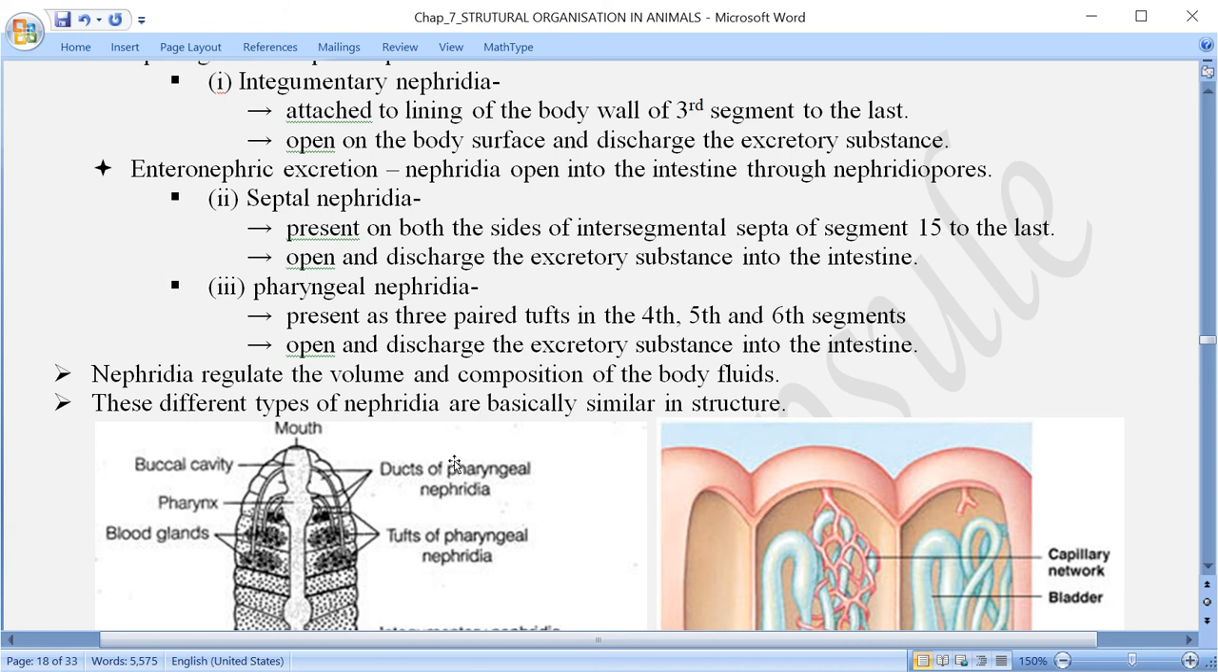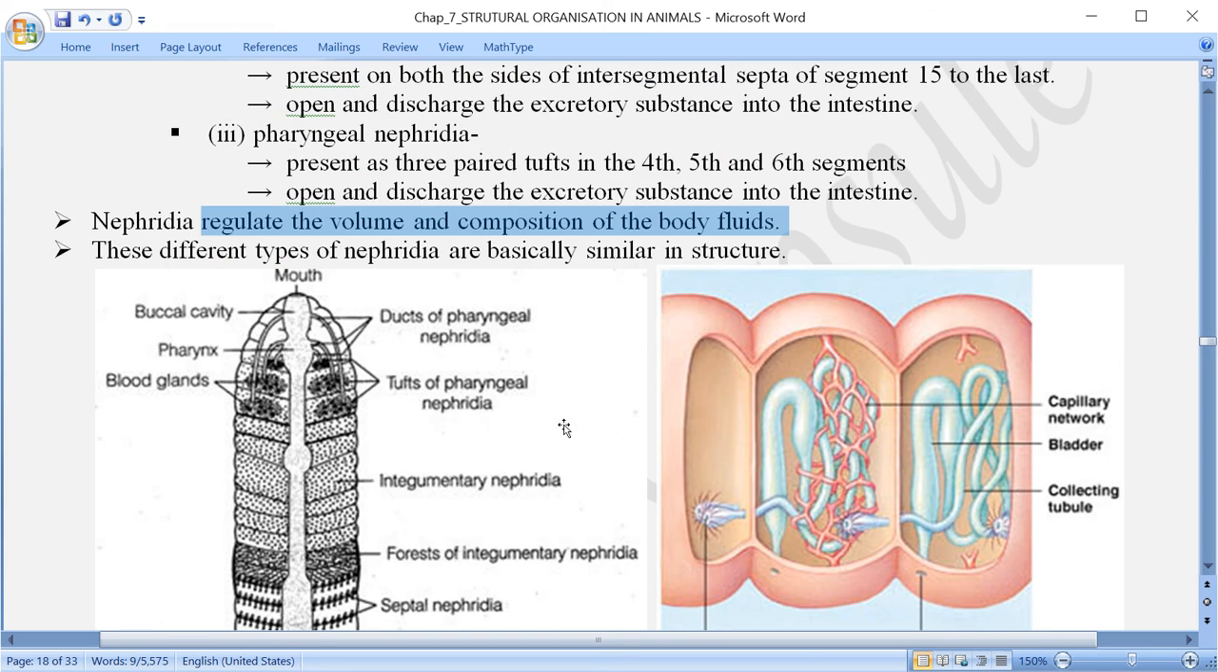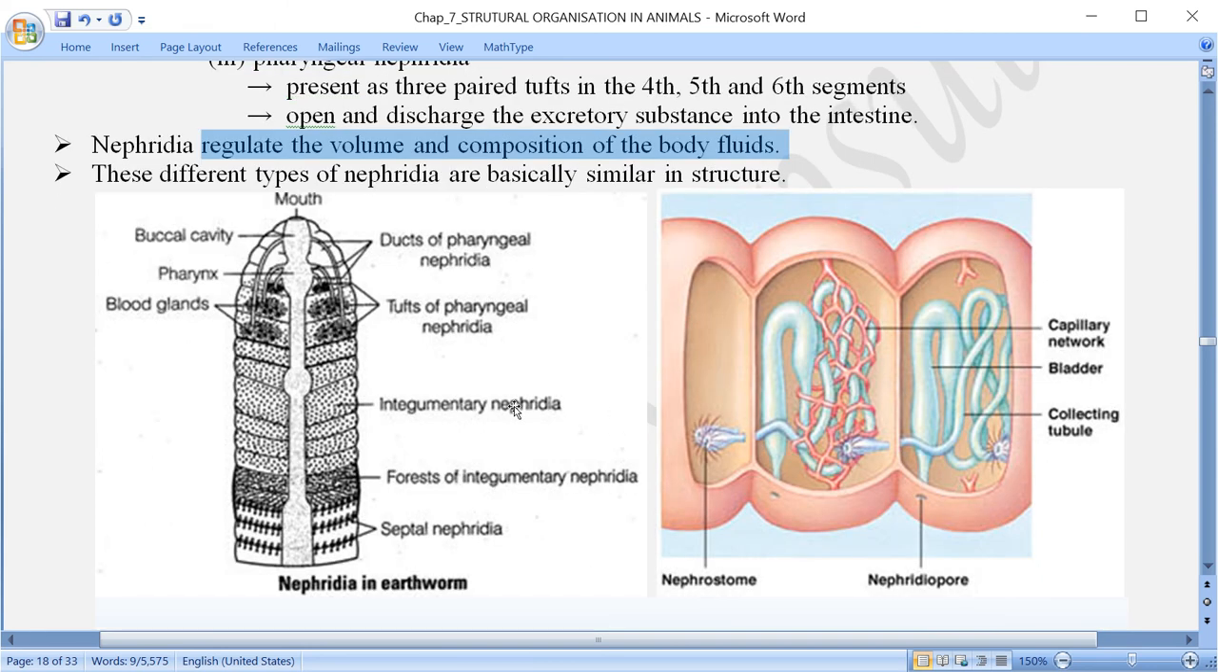Basically their structure is similar to each other. The basic structure is similar to each other. They are not much different from one another, and their main work is what? To regulate the volume and the composition of the body fluid. Whatever body fluid is present, that volume has to be regulated, and उसमें जो कुछ भी extra है, it is not needed for the body, that is removed outside the body with the help of this nephridia.